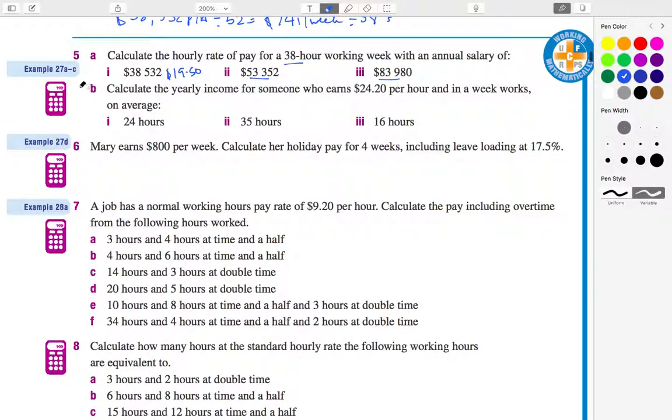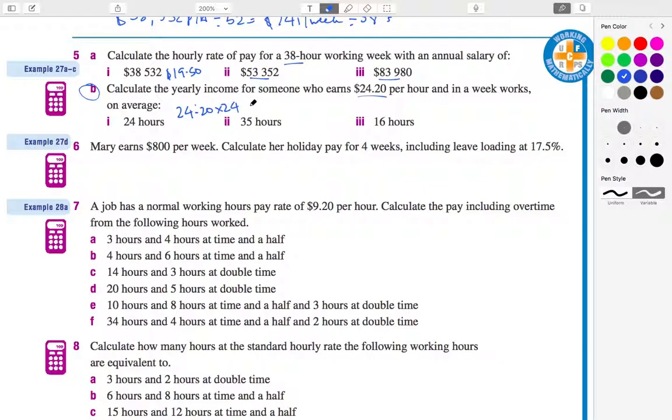So now looking at question B, calculate the yearly income of someone who earns that much per hour and in a week works on average 24 hours. So now we want to go backwards. We first times, so we have $9.20 times 24 hours.